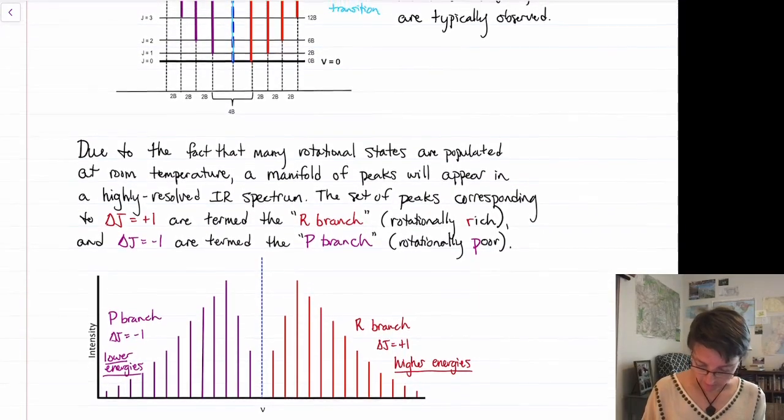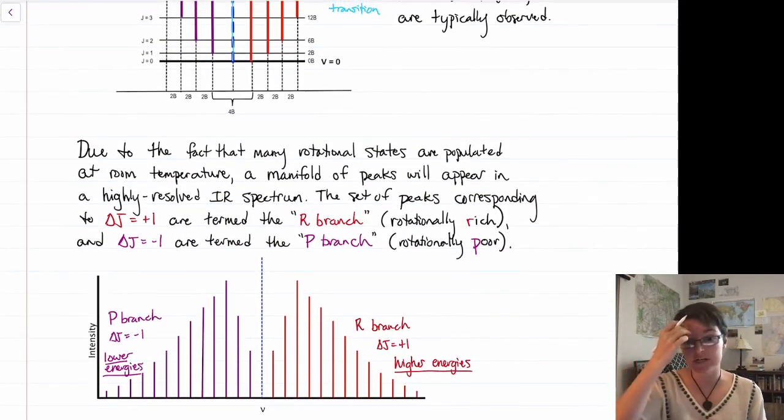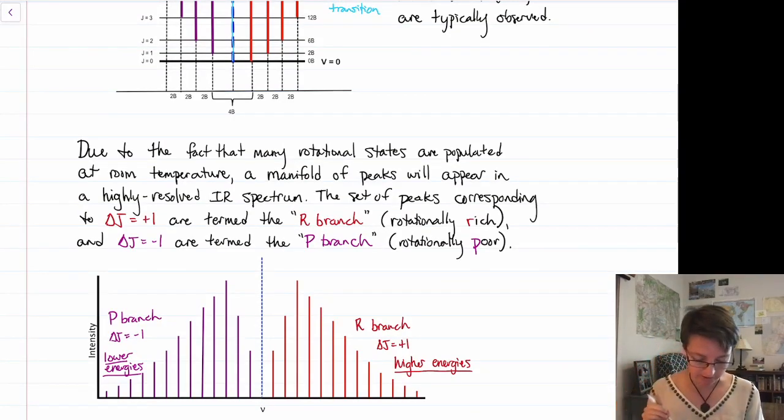And since our R branch is gaining rotational energy as it gains vibrational energy, we expect those peaks in the R branch to show up at higher energy values. Peaks coming from the P branch show up at slightly lower energies. And something to be cautious of, a mistake that I made as an undergraduate, was always assuming that on a given spectrum, the P branch was going to show up to the left and the R branch was going to show up to the right.